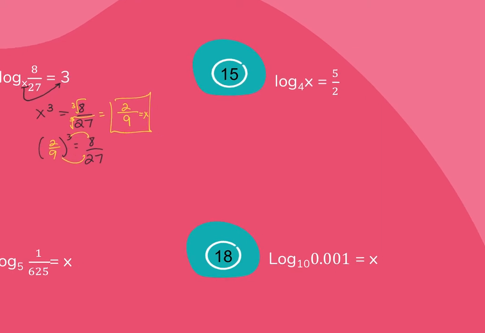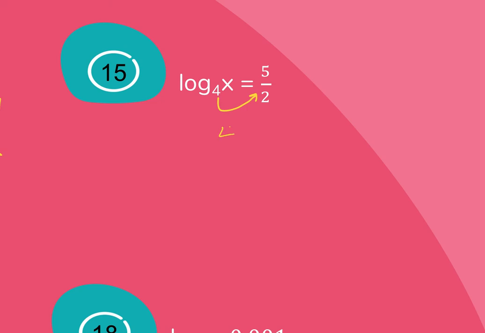Okay, 15. Now my base is raised to a fraction. So 4 to the 5 halves equals x. When we take that fraction to make it into the radical, the 2 slides over. So this is the square root of 4 raised to the 5th power. 2 to the 5th power, or 2 times 2 times 2 times 2 times 2. This is 4, 8, 16, 32.